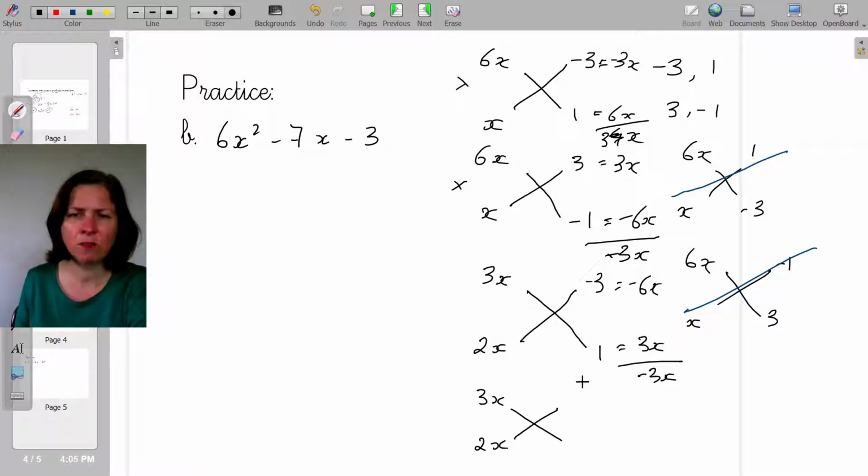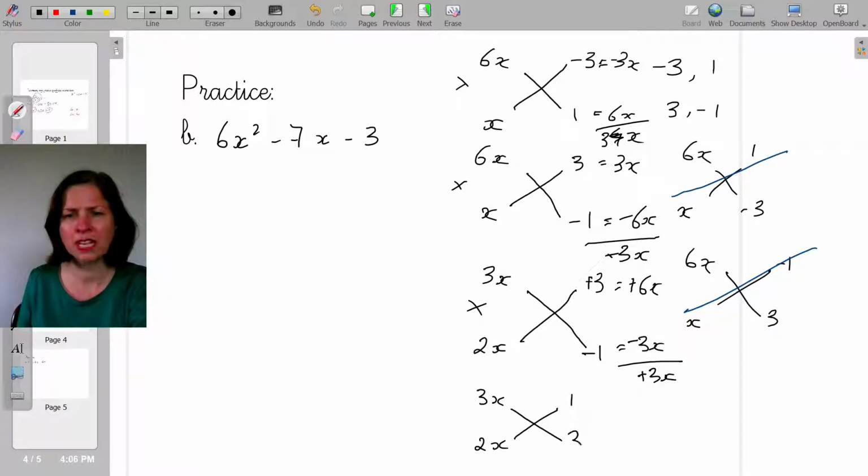So let's try 3x and 2x. Now, instead of rewriting this with positive 3 and negative 3, I'm just going to think, well, if that was positive 3 and that was negative 3, then that would be positive 6 and that would be negative 3, and that would give me positive 3 here. So still no.